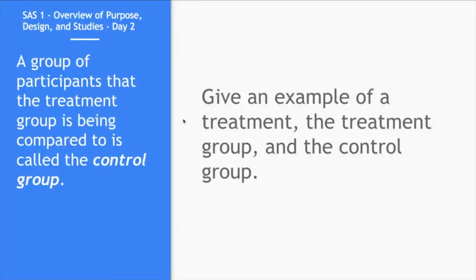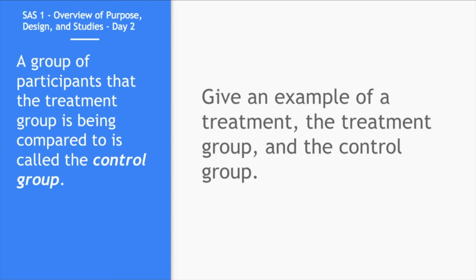All right, so the group of participants that the treatment group is being compared to is called the control group. So in other words, they're not getting the treatment. A treatment group is the group that's getting the treatment. A control group does not. That way they can compare to see if there's any difference between people that are treated and people that aren't.